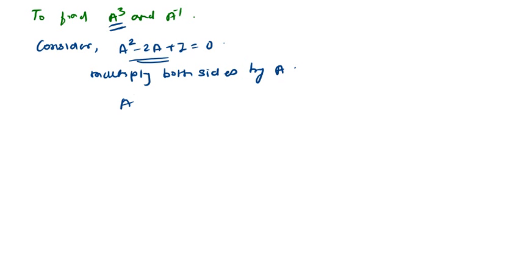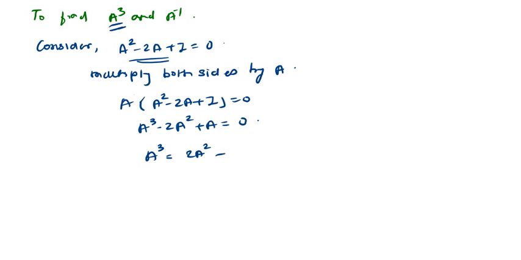This will be, to LHS, A into A squared minus twice A plus I into A is 0 again. Okay, so this will be A cubed minus 2A squared plus A is equal to 0. So this means A cubed is equal to 2A squared plus A.